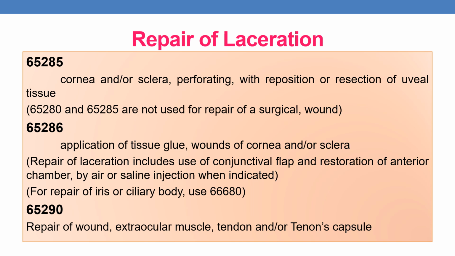The next CPT is 65286. Repair of laceration by application of tissue glue, wounds of cornea and or sclera. And the repair of laceration includes the use of conjunctival flap and restoration of anterior chamber by air or saline injection when indicated. And for repair of iris or ciliary body, you need to use 66680. The final CPT is 65290, which deals with repair of wound, extraocular muscle, tendon or Tenon's capsules.